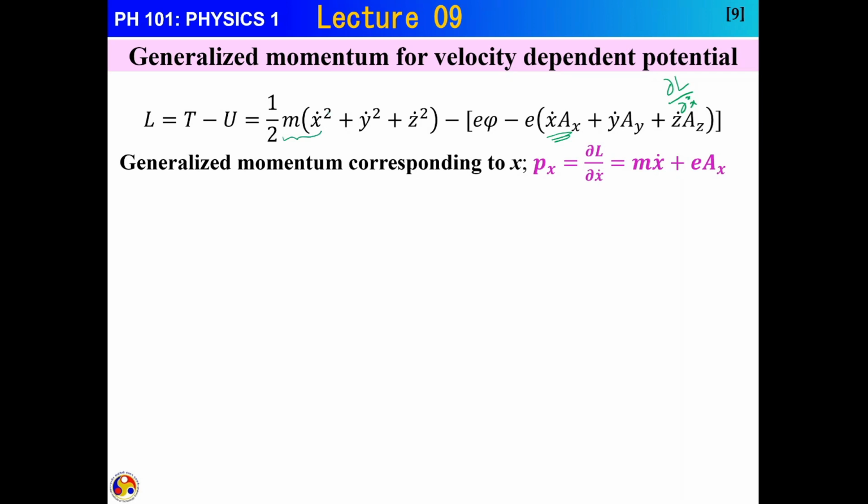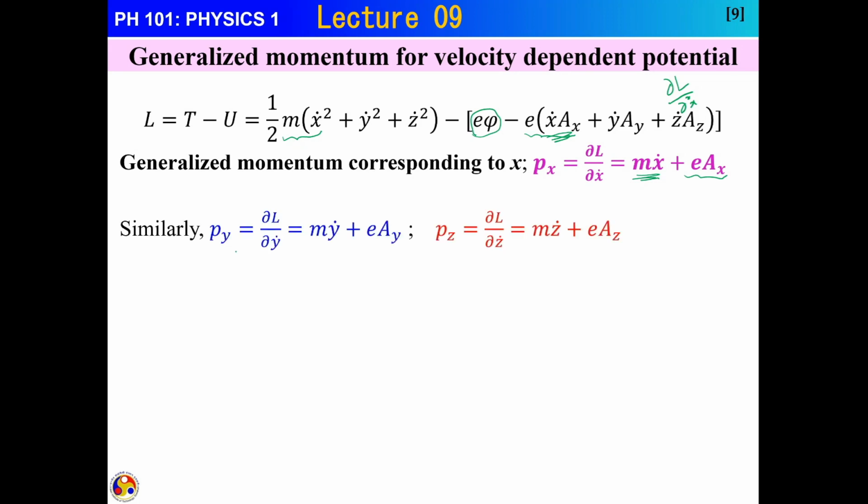Here it becomes m x dot because the 2 gets cancelled. This component will be 0 because it is a scalar and constant. And here you have x dot, so therefore E Ax will come, because the sign will change to plus. Similarly, we can take it for Py and Pz, turning out with the extra components E Ay and E Az.